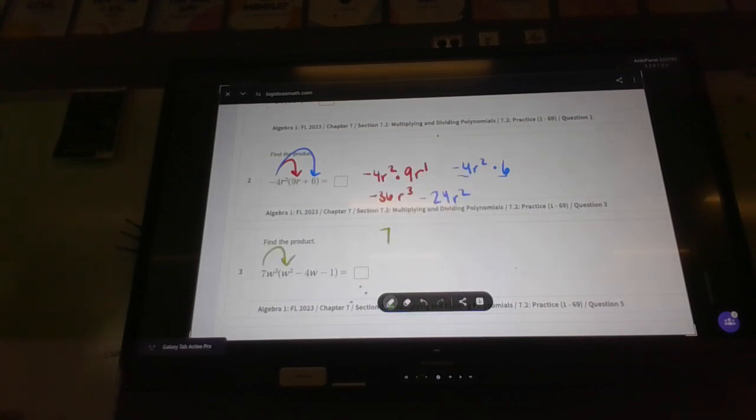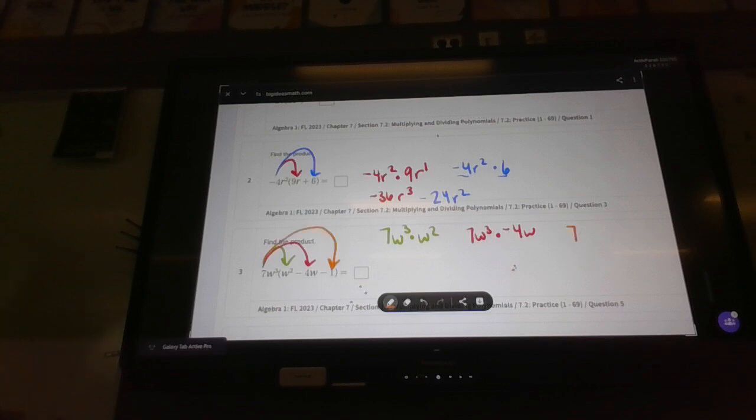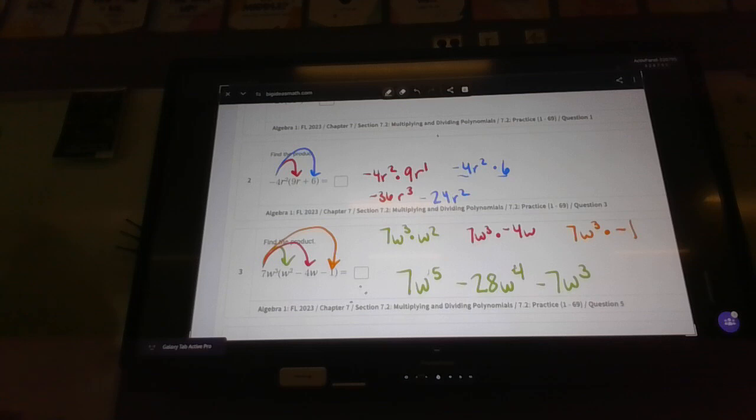So I have to do 7w to the third times w squared. 7w to the third times negative 4w. 7w to the third times negative 1. And so I know I have to add exponents when I'm multiplying the same base. So that's 7w to the fifth. W to the fourth. W to the third.